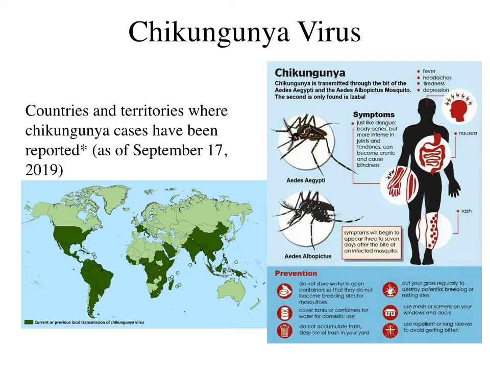Chikungunya virus is spread to people by the bite of an infected mosquito. The most common symptoms of infection are fever and joint pain. Other symptoms may include headache, muscle pain, joint swelling, or rash. Outbreaks have occurred in countries in Africa, Asia, Europe, and the Indian and Pacific Oceans.